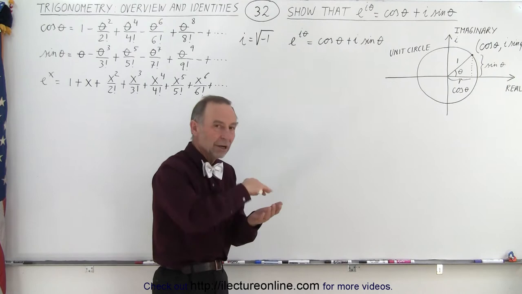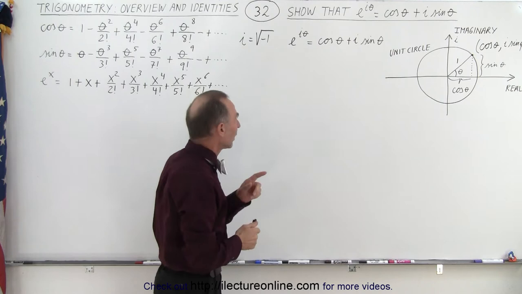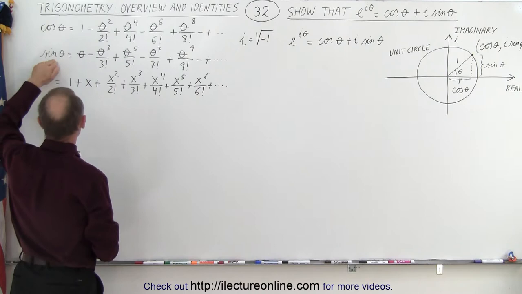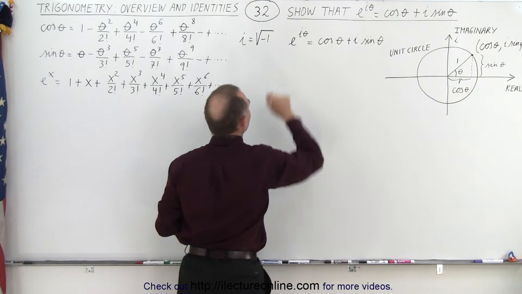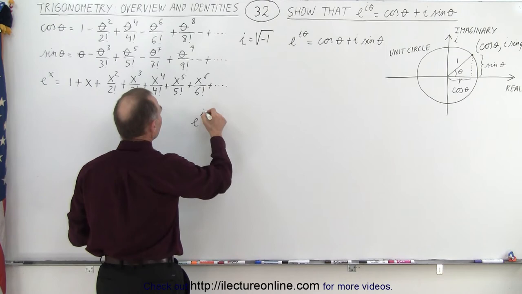But how do we know that those two are equal to one another? Well, we can come back over here, and what we can do is expand the cosine of theta, the sine of theta, and e to the x into the infinite series that they're equivalent to. So now I can take e to the x and plug in i theta for x and see what we get. So let's try that. Therefore e to the i theta is going to be equal to 1.